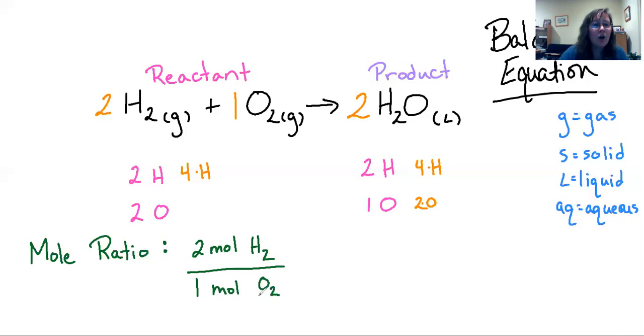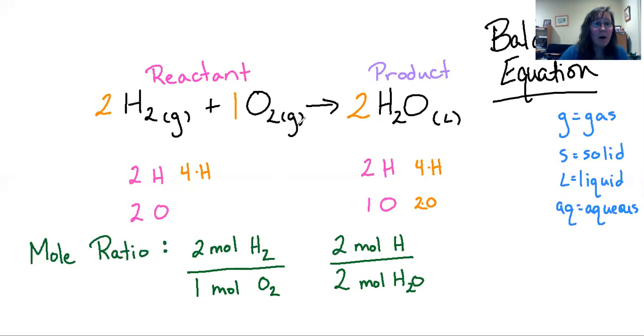Okay, and they could go the other way around. You could write 1 mole of oxygen to 2 moles hydrogen because it's a ratio, so it doesn't matter. Okay, now we can also compare, we have this 2H2 and the 2H2O. So we could also say, well, then we have 2 moles of hydrogen to 2 moles of water.